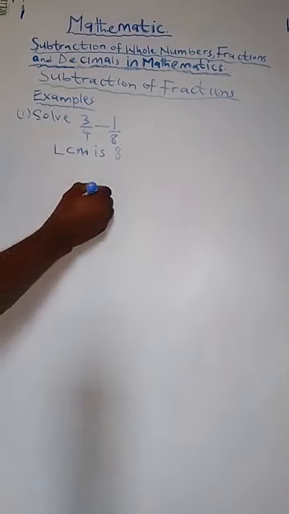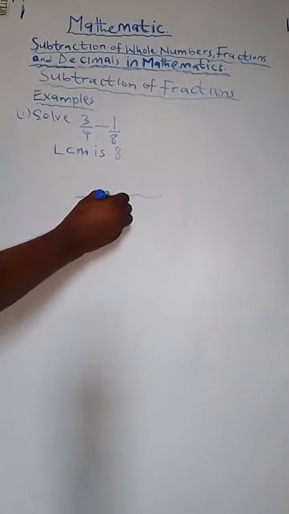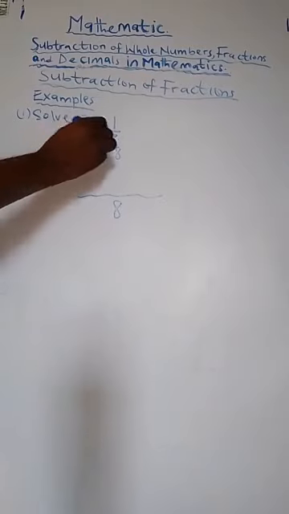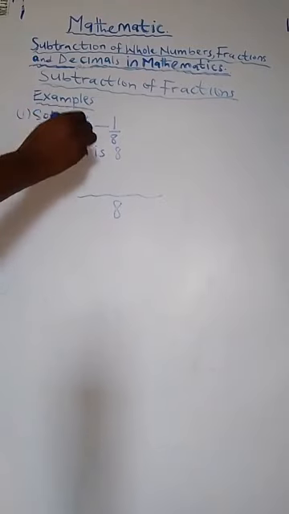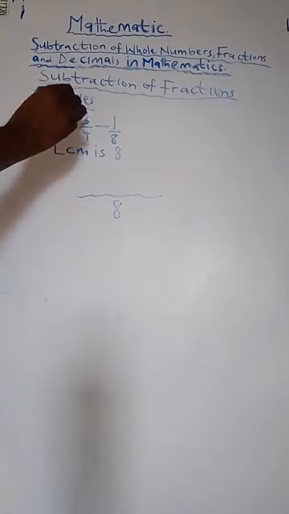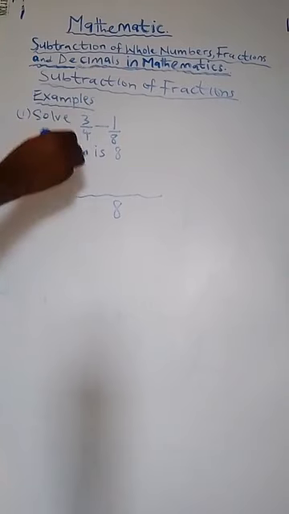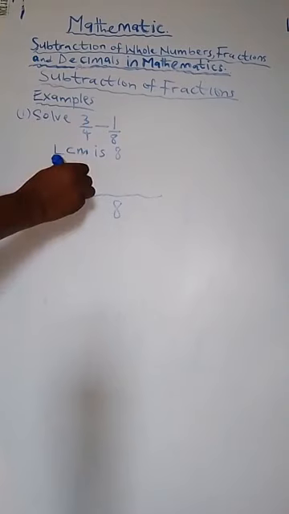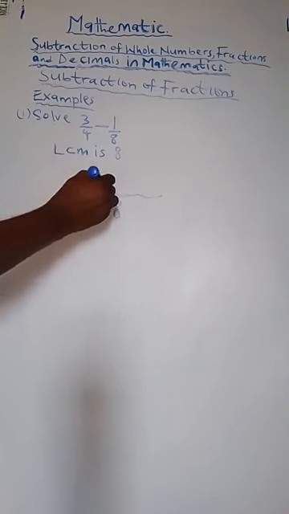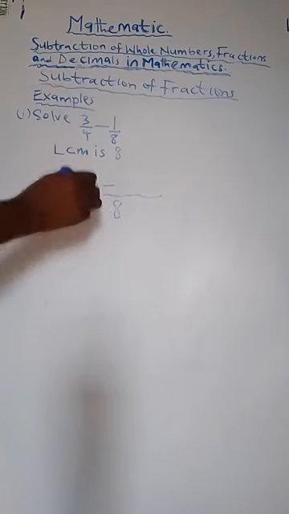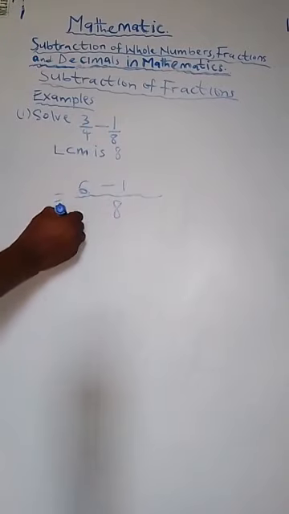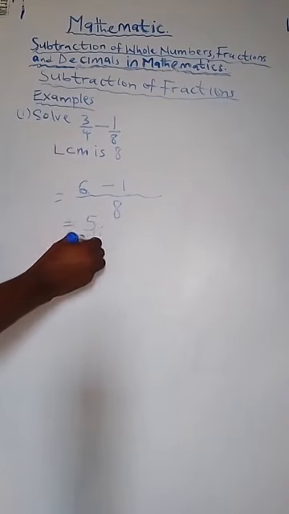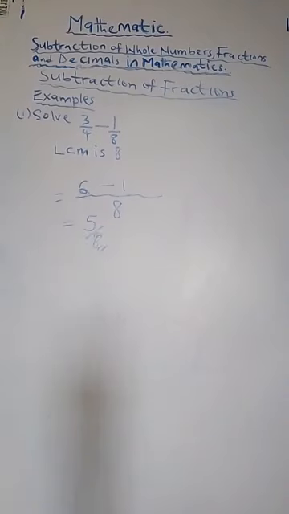Now, you draw the line. You place your LCM here. You only need to look for the LCM of the denominators, not the LCM of the numerators. So, 4 in 8, 2. 2 times 3, 6. You use the result of your division to multiply the numerator. You place your sign. 8 in 8, 1. 1 times 1, 1. So, 6 minus 1, 5, right? Over 8. So, the answer to this question is 5/8.